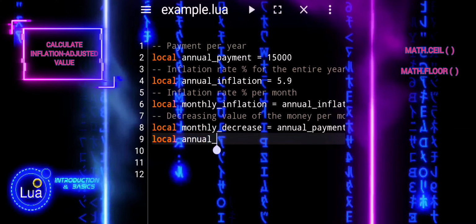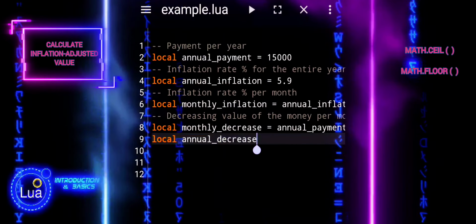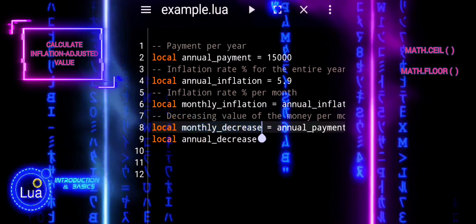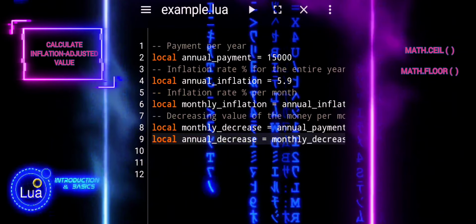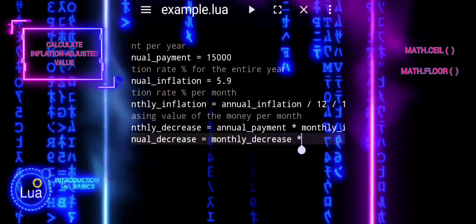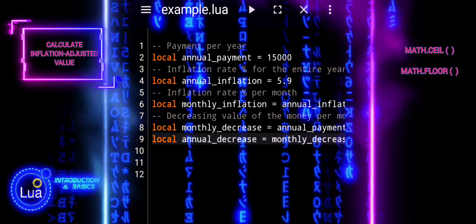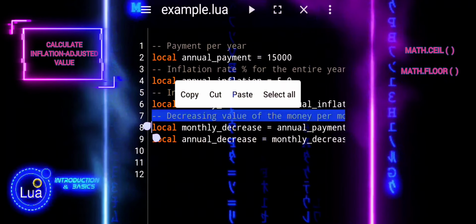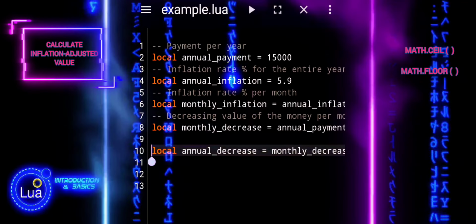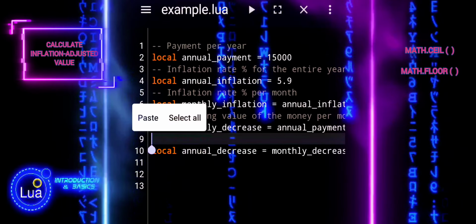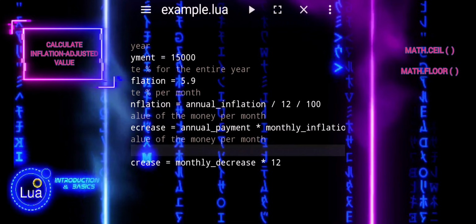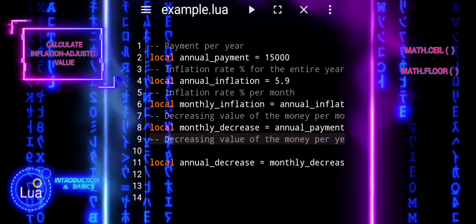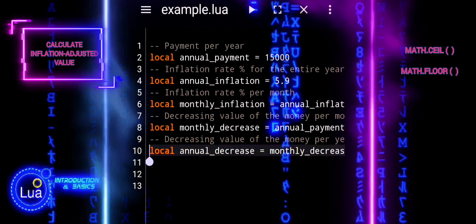Here the code calculates the decrease in the value of money over the course of a year. Multiplying the monthly decrease by 12 calculates the total decrease in the value of money over the span of a year. Since there are 12 months in a year, this multiplication accounts for the cumulative effect of inflation over each month. For example, if the monthly decrease is $73.50, then 73.50 multiplied by 12 means that the value of the money decreases by approximately $882 over the course of a year due to inflation.